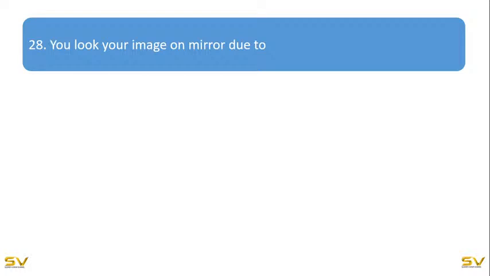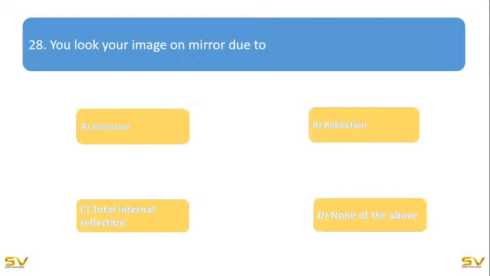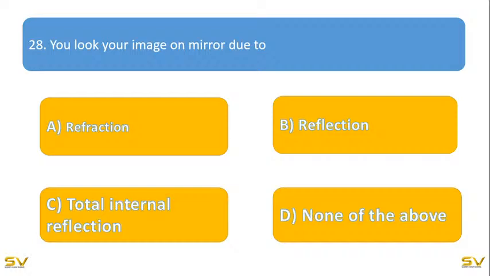Now coming to the next question. You look at your image in a mirror. So you're able to see your image in the mirror. So what is the reason for that? Which principle is there? Which phenomenon can we call it? Is it refraction, reflection, total internal reflection, or none of the above? So which is responsible for your image in a mirror?